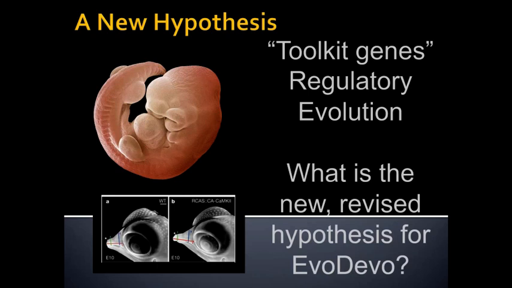So that is the new revised hypothesis, that regulatory evolution is really the primary, most important thing. And genes can maintain huge amounts of similarity and conservation over many, many hundreds of millions of years, but just be used at different times, in different amounts, in different places, and that leads to dramatic differences downstream. All right, that wraps up Evo-Devo.